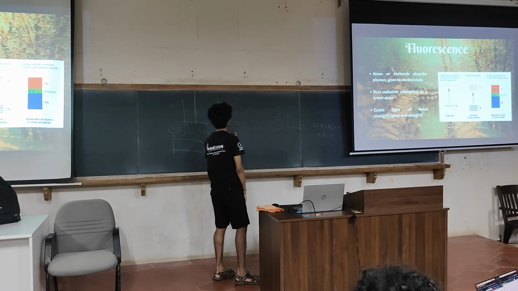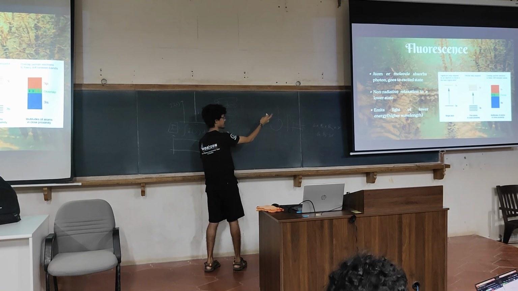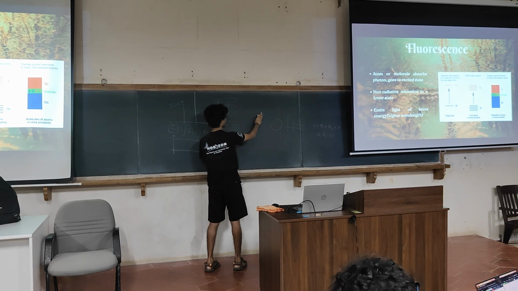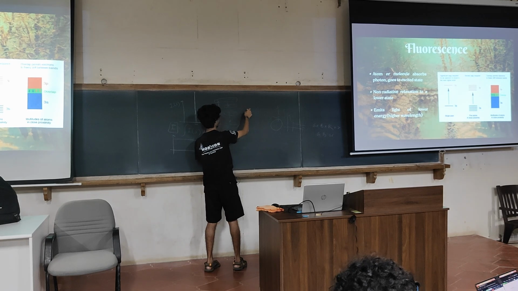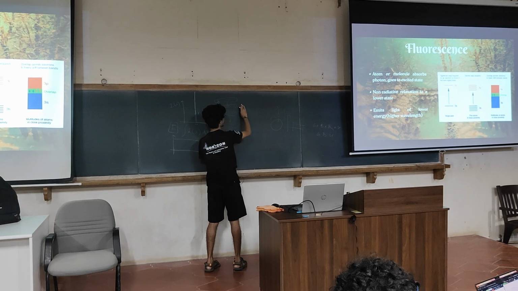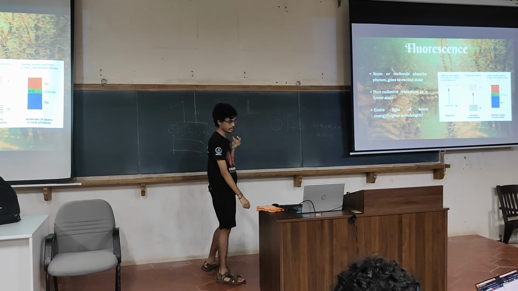So the consequence is that you have a broader range of photons or wavelengths that can be emitted, as a result of which, instead of having a spike, you will have something like this, just a little bit broader.